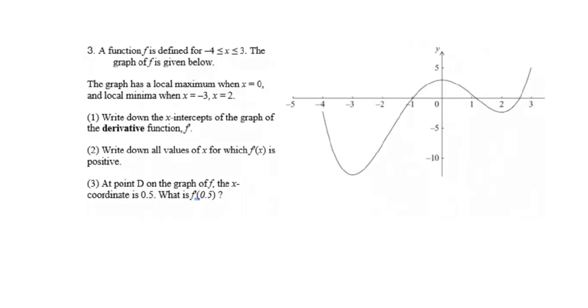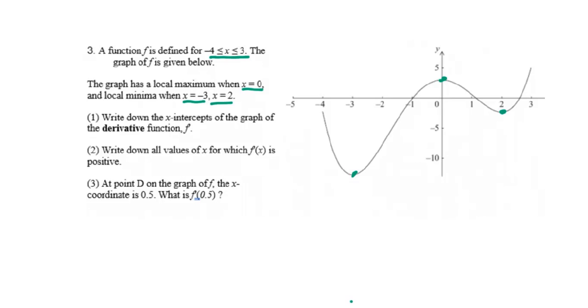Let's go to number 3. A function f is defined for x from -4 to 3, so the domain is given. Then the graph has a local maximum when x equals 0, and local minimum when x equals -3 and x equals 2. So we could say these points are local maximum or minimum points.